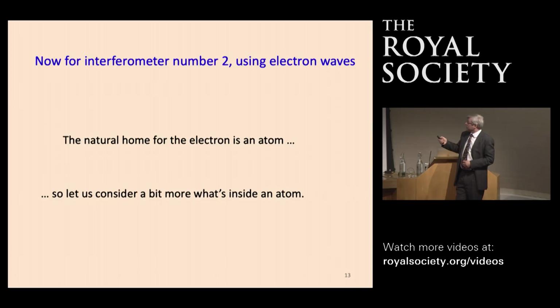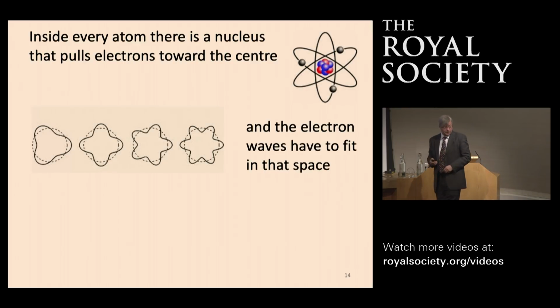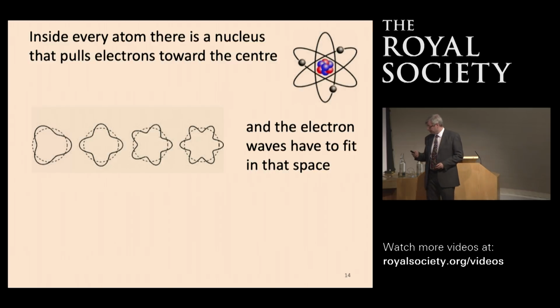So before I get to this interferometer, I just want to consider a little bit more what's inside an atom. Here it is again. Inside every atom there's a nucleus, and it attracts the electron. That's why the electron hangs around. Now you know it's a wave, so I can tell you this very important thing. The wave has to fit into the space. So I could have a wave with 3 lumps, or 4 lumps, or 5 lumps, or 6 lumps. But I can't have a wave with 1.5 lumps because interference will make it go away. It has to fit exactly.